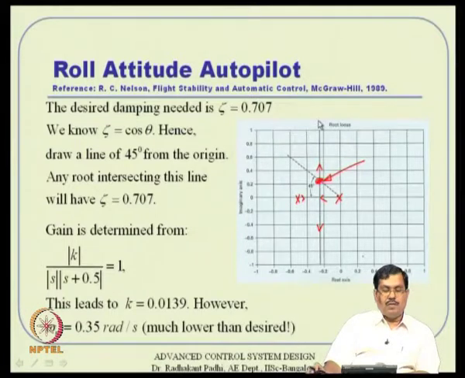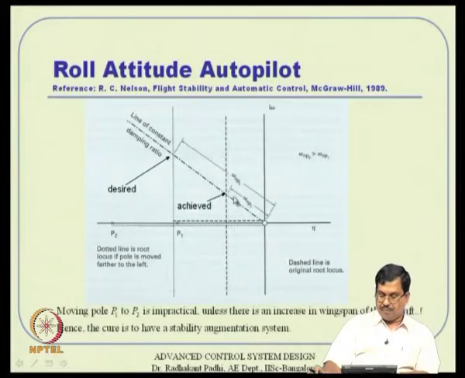That is not an option, as the aircraft has already been designed, and our job is to do the control system loop in that. Can we do it by augmenting the system with an artificial control system? That is the problem there. So that is what is written here: moving the pole P 1 to P 2 is impractical unless there is an increase in wingspan of the aircraft. That is not an option for us, and hence the cure is to have a stability augmentation system.